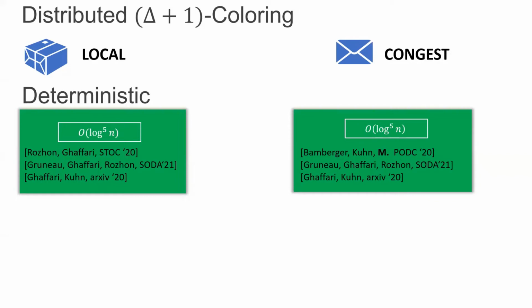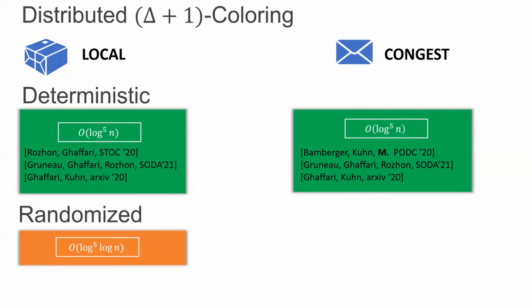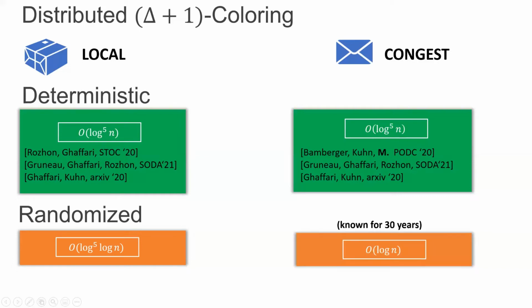What's interesting now, what do we know in the randomized world? First, if you look at the LOCAL model, there we know that we have a log to the 5 algorithm. And you can see the 5 here is the same 5 as up here. This is not a coincidence. While in the CONGEST model, and this has been known for 30 years, the state of the art before our work was just the log n round algorithm. And what we do in this paper is we come up with an algorithm for the CONGEST model, which also has complexity log to the 5.